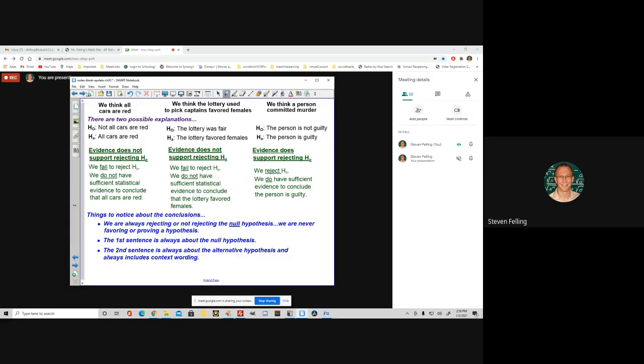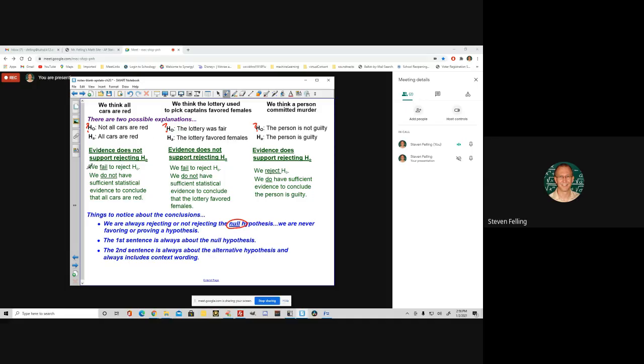The first thing to notice is that we're always rejecting or not rejecting the null hypothesis, right? We're using evidence to judge, what do you think about this? Is this true or is this not true? Can we reject that, or do we fail to reject that? We're never favoring or proving anything about the alternate hypothesis. We're always evaluating something compared to the null hypothesis.